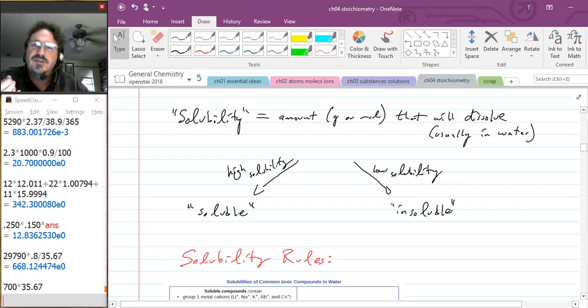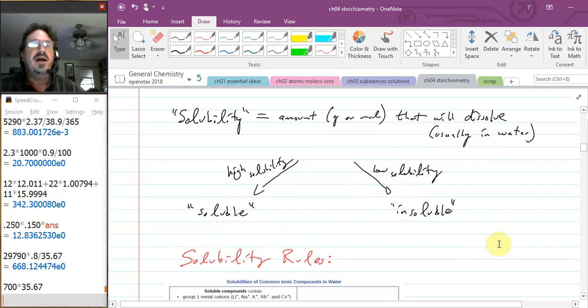So for a metathesis reaction, or a double displacement reaction, to occur, some precipitate has to form, or in some way there has to be some kind of a change, and it's usually a precipitate. So, solubility, whether something dissolves or not, is very important for this. And we define solubility as the amount in either grams or moles that will dissolve, and usually we're talking about in water. So how much will actually dissolve? Is it highly soluble, or is it not soluble, or very, very low soluble? We call it just soluble or insoluble.